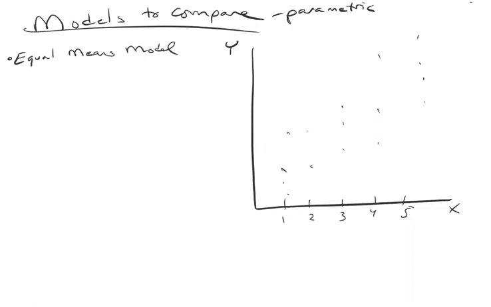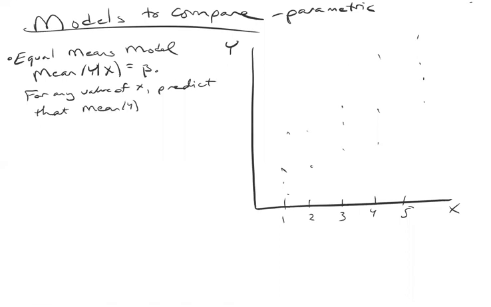So if I write that down as an equation, I would write the equal means model says that the mean of y given x is just some number. Maybe I call it beta naught, but it's some number like 10 or 60. I'll write it in words as well. For any value of x, predict that the mean of y is equal to the observed overall mean.